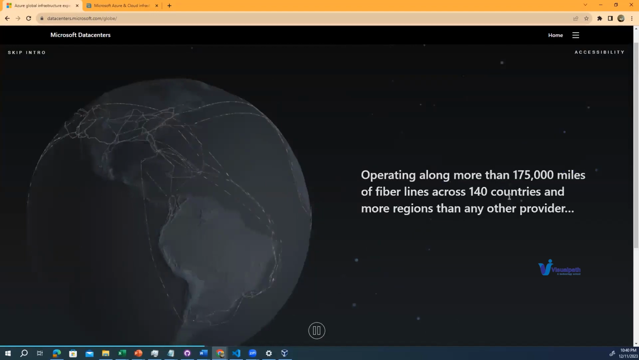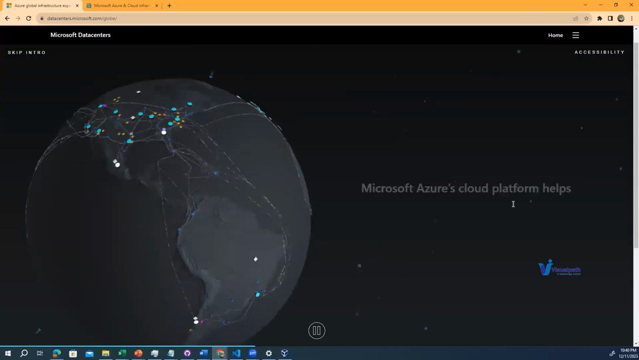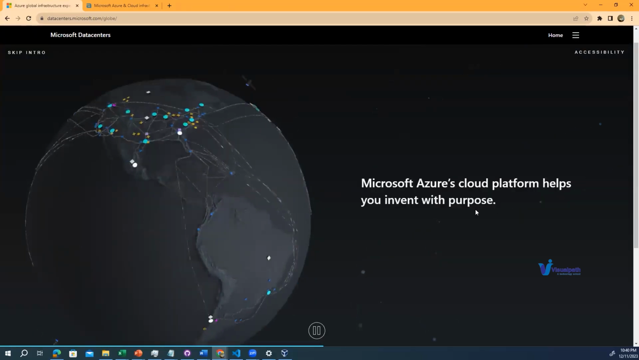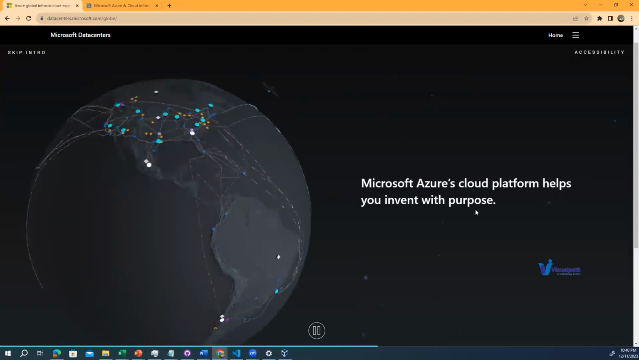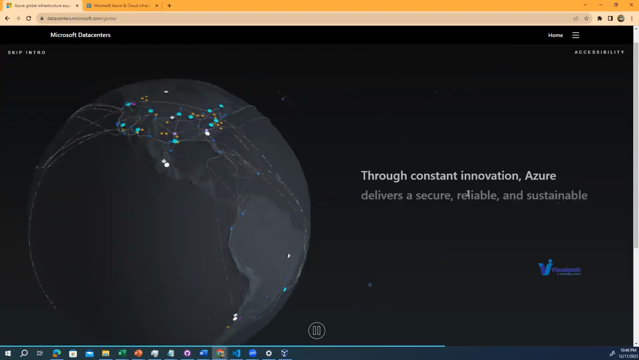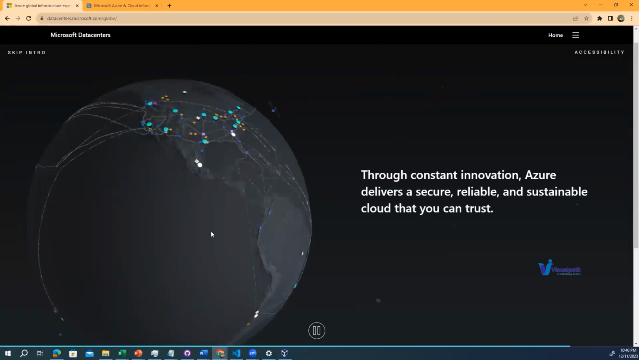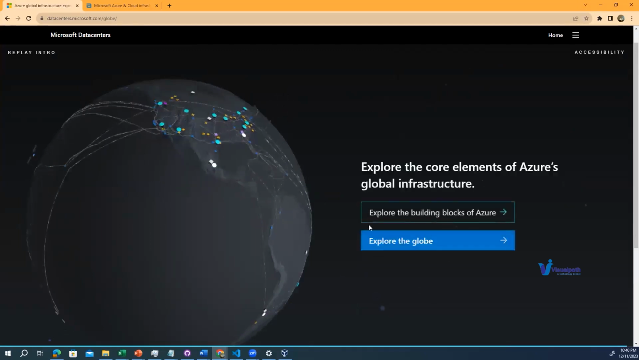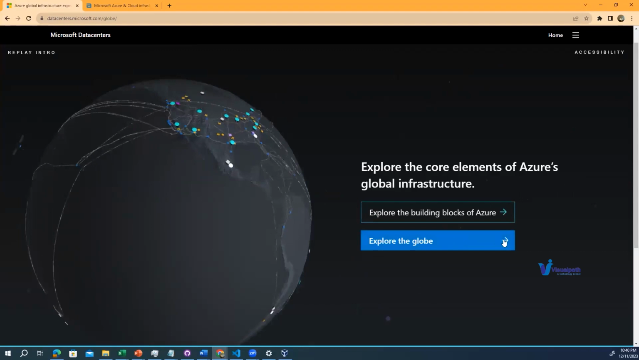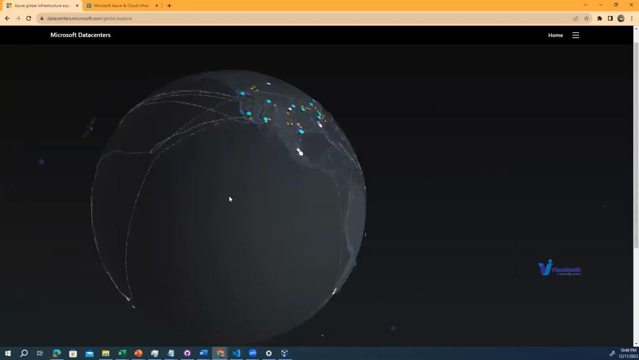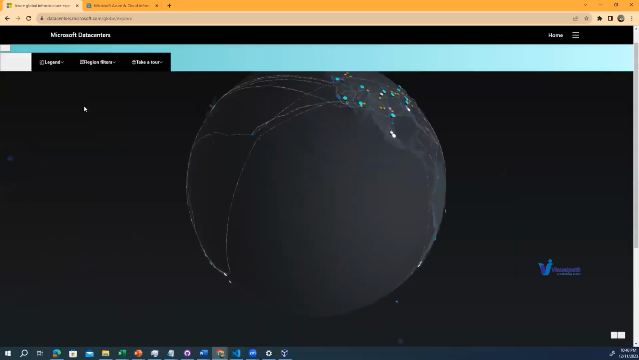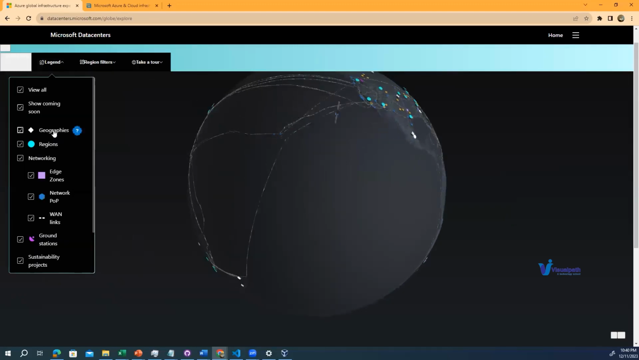How many countries? 140 countries. It helps you invent your purpose through constant innovation and self-development, secure that you can trust. Explore the global infrastructure. When you explore the globe, you can see something like legends. I just want to see the geographies.